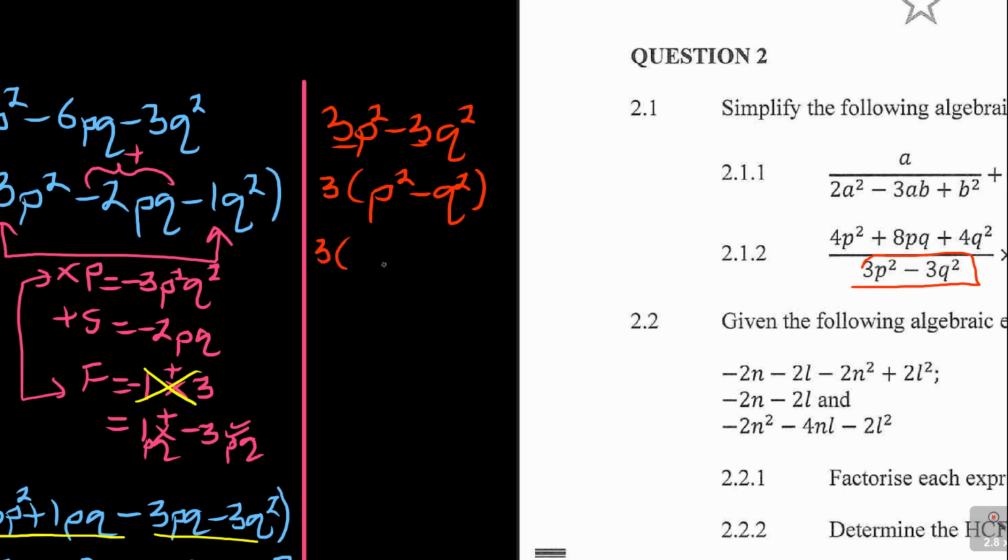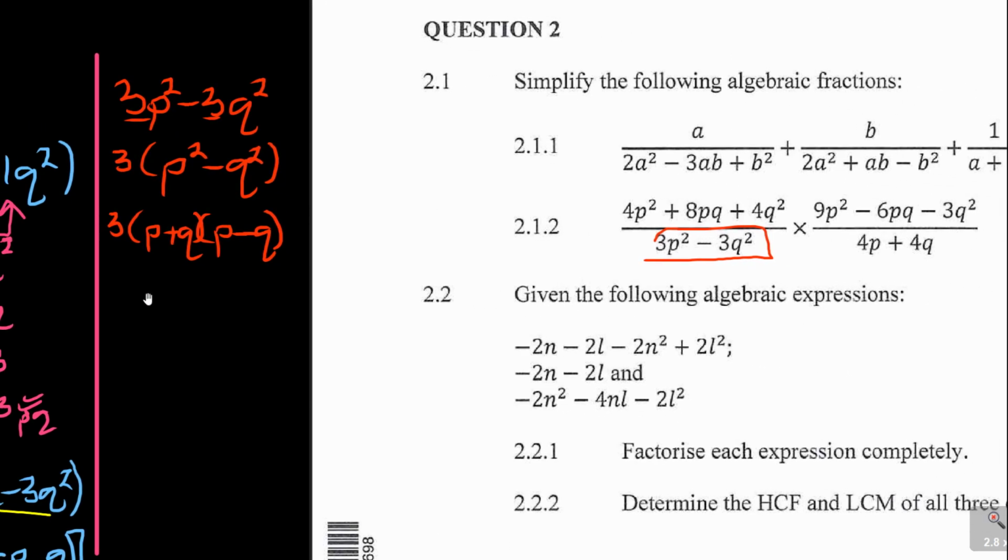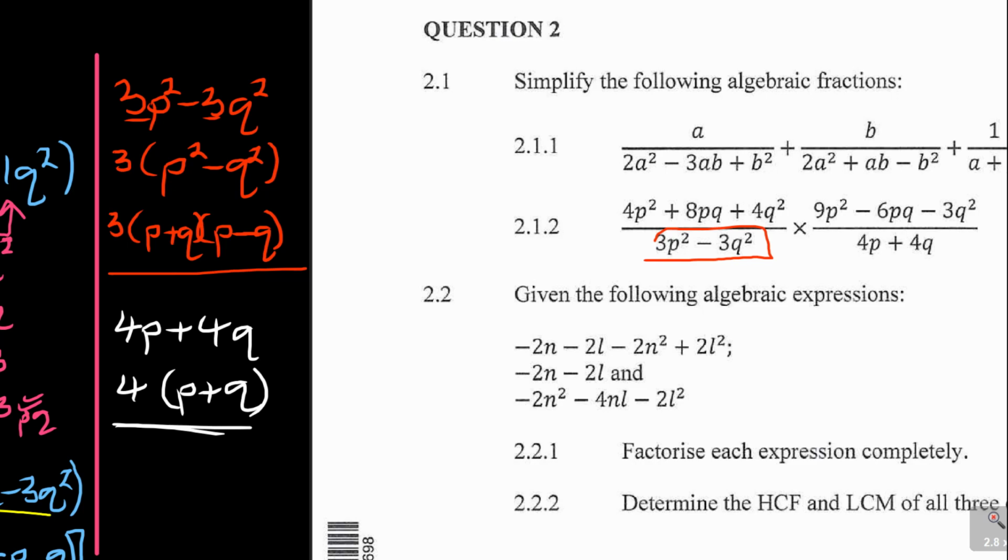Then you say 3, you open 2 brackets like this, which is what? P plus q and p minus q. Difference of 2 squares. Don't be tempted there. Difference of 2 squares. The next one is also not complicated. It is 4p plus 4q. Take out 4, it is common. 4 into 4p, p remains. 4 there, q remains. So that becomes also the answer.